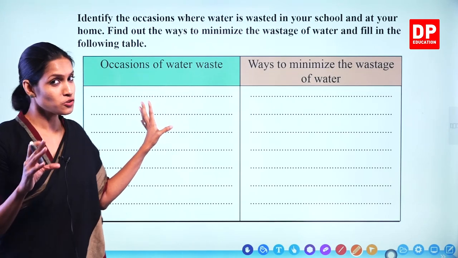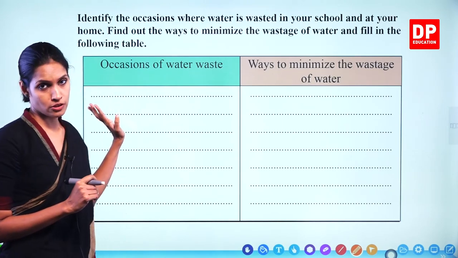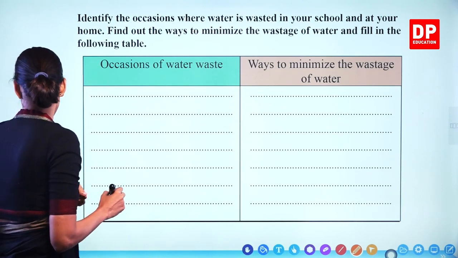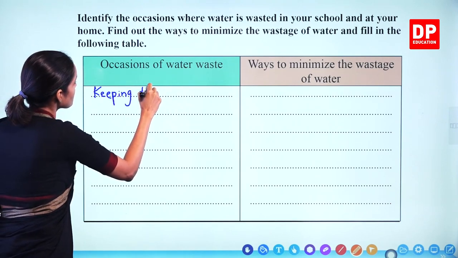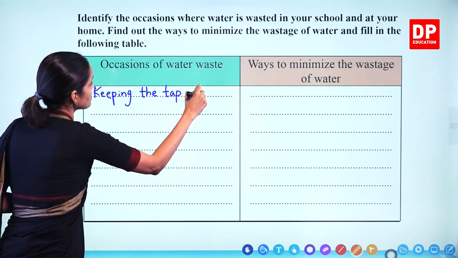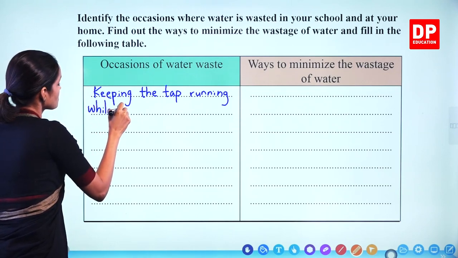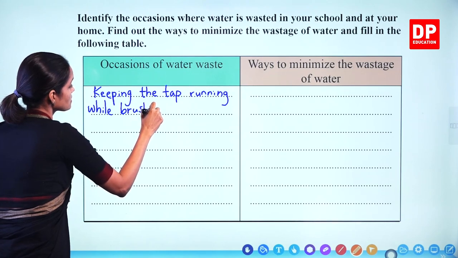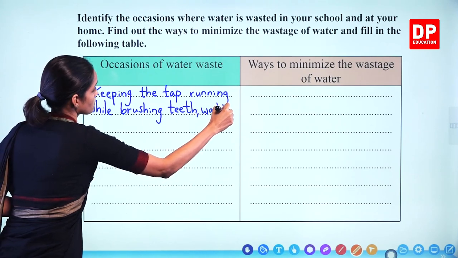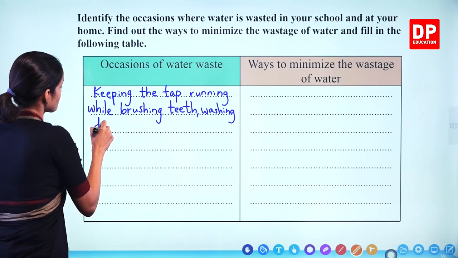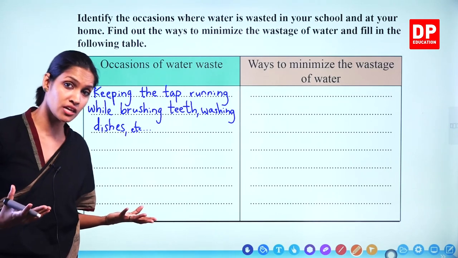Shall we fill this table? You all can start with me and you can write your own ideas as well. Occasions of water waste. Okay? So I will write the first one. Keeping the tap running. While brushing teeth, washing dishes, etc. Bathing, washing clothes maybe. Okay?